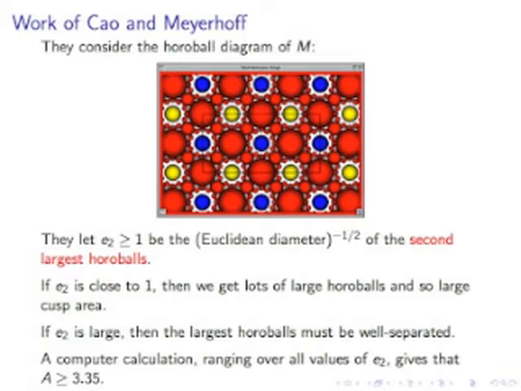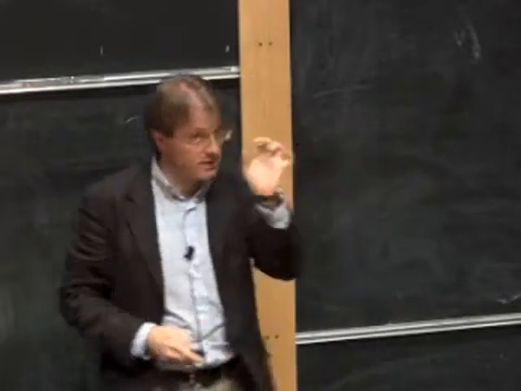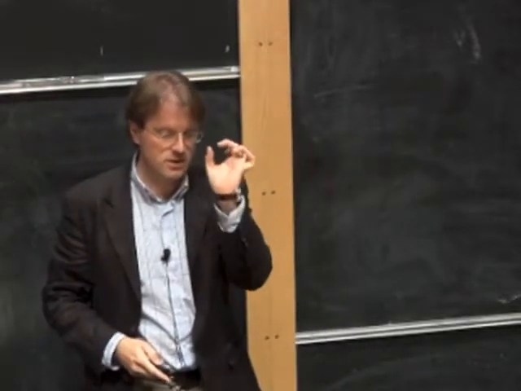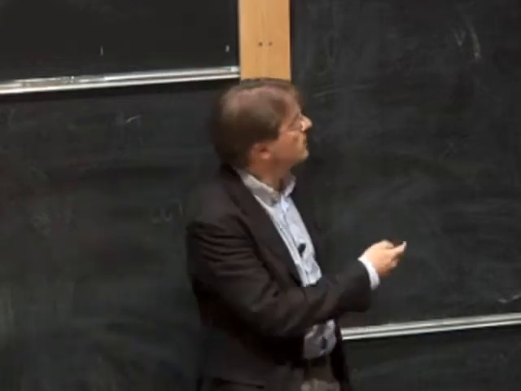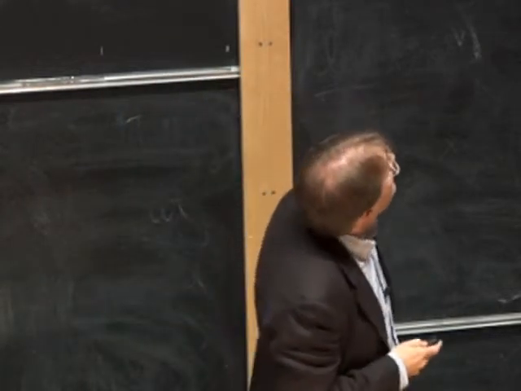You just analyze over possibilities for E2, you get a lower bound for each, and eventually you get that the area is at least 3.35. This computer calculation is done rigorously. They take account of round-off errors and all sorts of other things. And we had to do the same when we did ours.